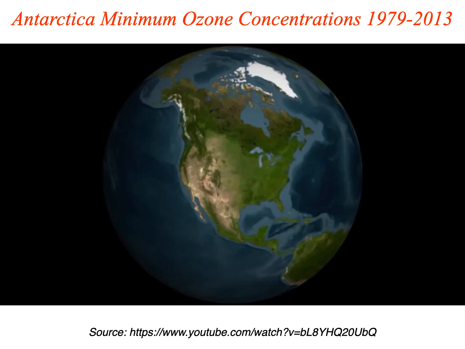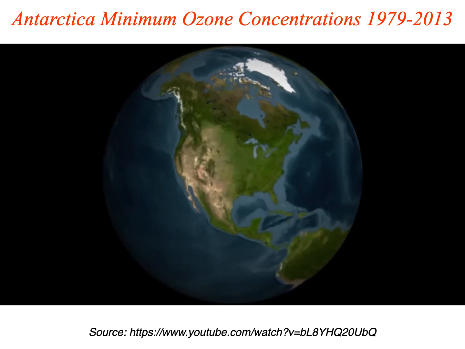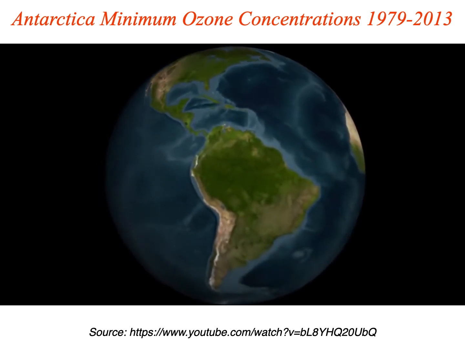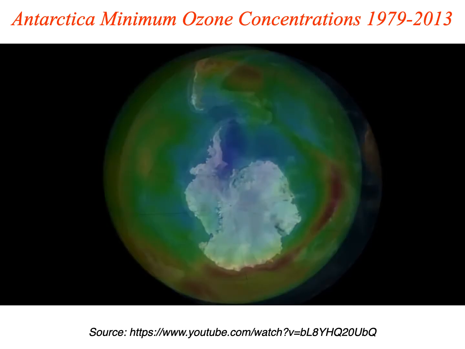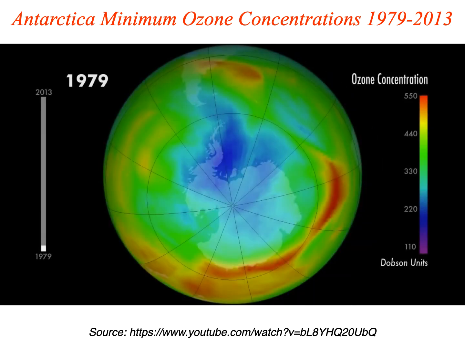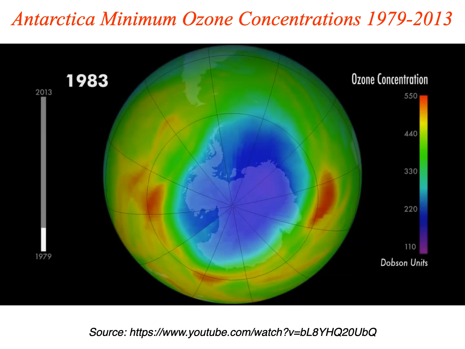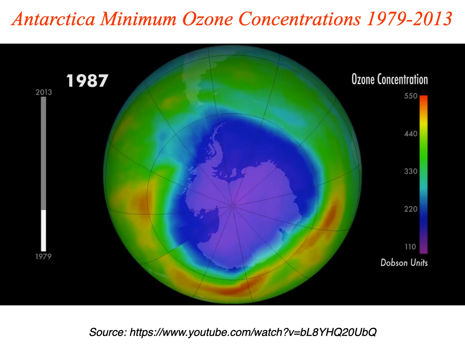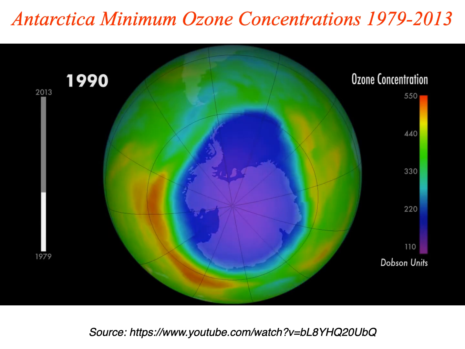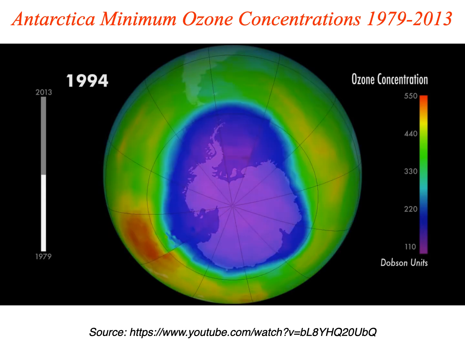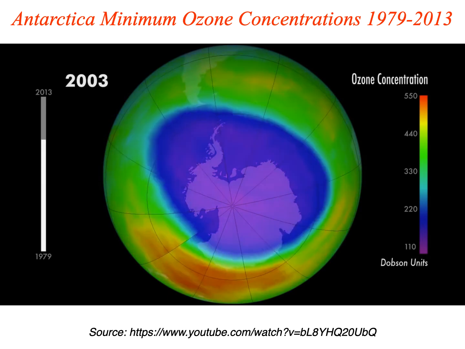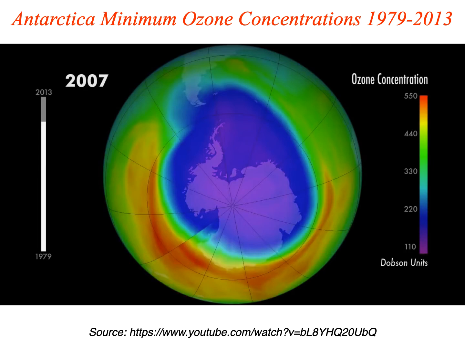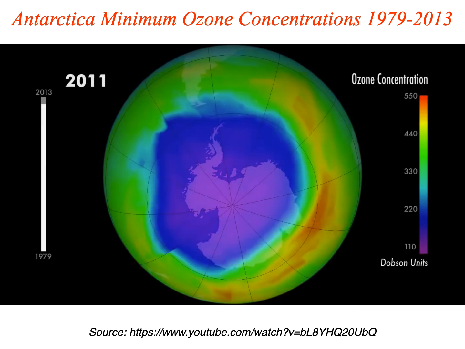This animation shows the change in ozone concentrations, the minimum values, between 1979 and 2013. And the scale on the side shows the concentration of ozone. So blue and purple are low concentrations, as in the previous graph shown.